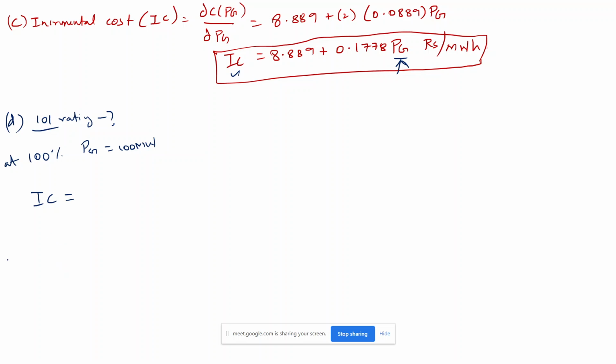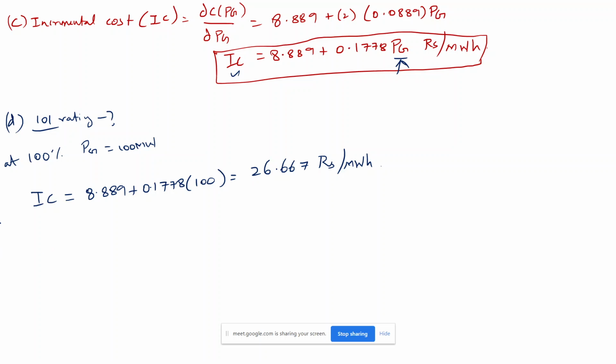So if that is the case, I will put 8.889 plus 0.1778 into 100. I will get around 26.667 rupees per megawatt hour. I will get this value for 100.